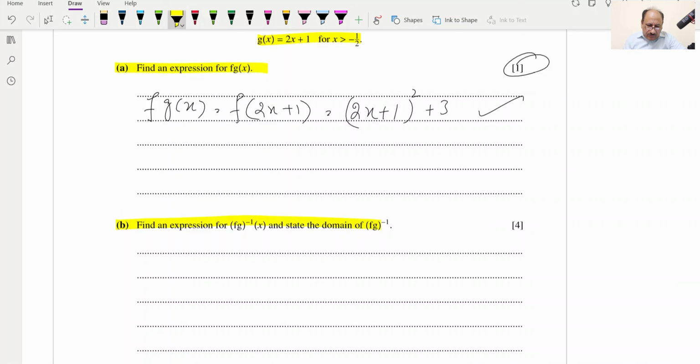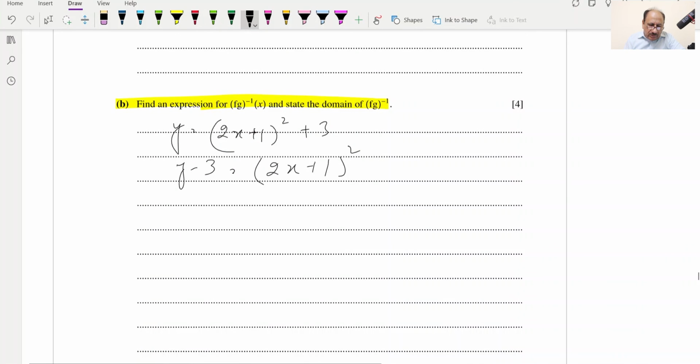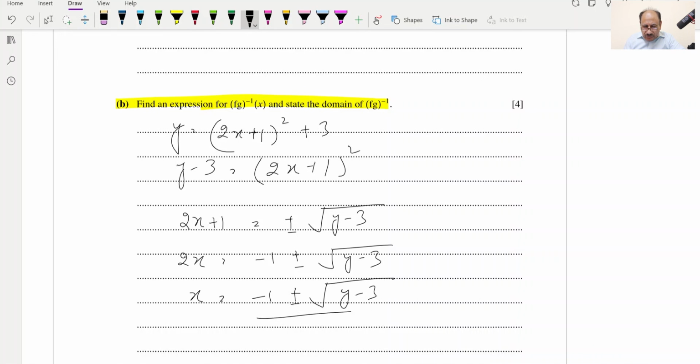B part, find an expression for the inverse of fg of x and state the domain of this one. So we can write y is equal to 2x plus 1 squared plus 3, which we found in part A. Now we'll have to make x the subject. So y minus 3 will be equal to 2x plus 1 squared. And we can take a root on both sides. So 2x plus 1 will be equal to plus minus under root of y minus 3. And 2x will be equal to minus 1 plus minus under root y minus 3. And similarly, x will be equal to minus 1 plus minus under root y minus 3, over 2.